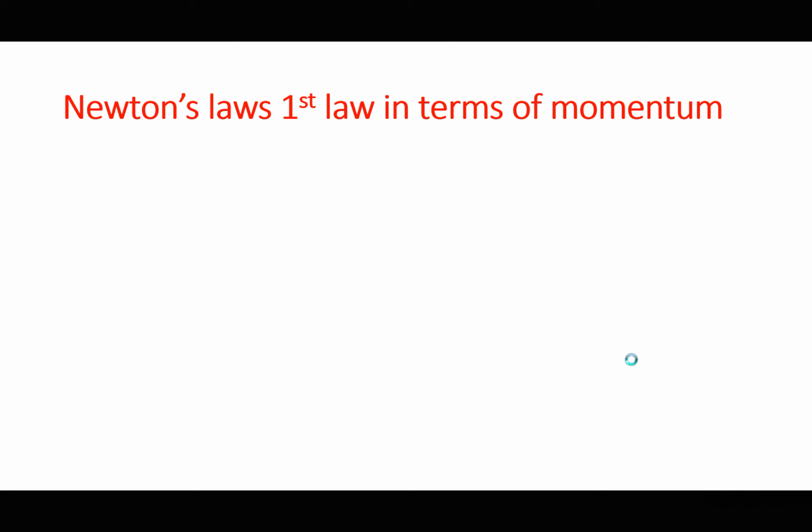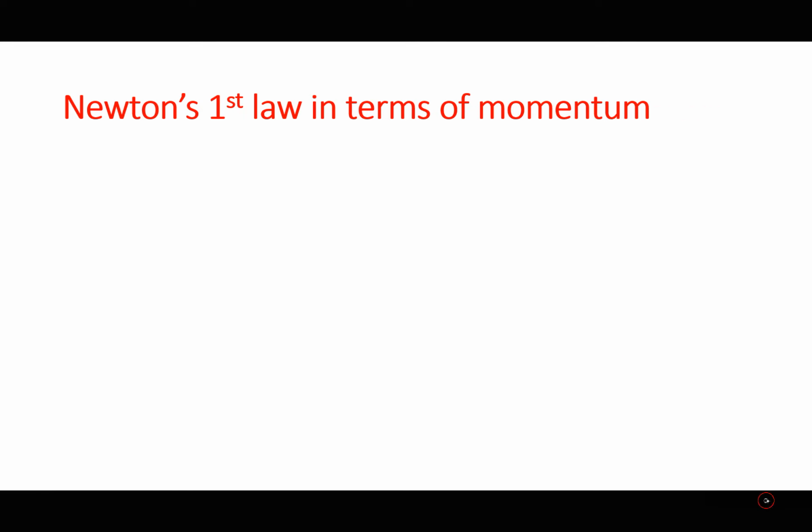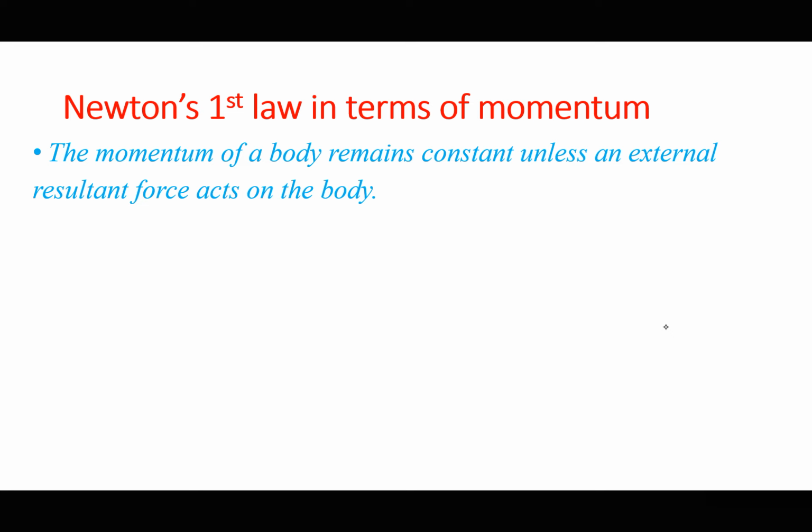So we are going to state Newton's laws in terms of momentum. So the first law. The first law in terms of momentum will therefore be stated as the momentum of a body remains constant unless an external resultant force acts on the body.